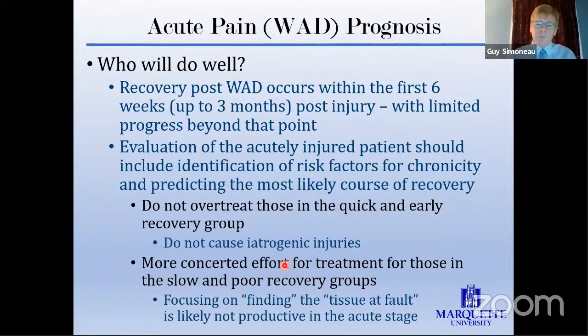And in that group, don't make the mistake of chasing which tissue is at fault. Is it the muscle? Is it the joint? Which joint is it, especially in the acute stage? Basically, this is not very productive. So you're going to treat the findings. Don't try to identify the source of nociception. Just treat the finding based on management of range of motion, management of strength, and so on.